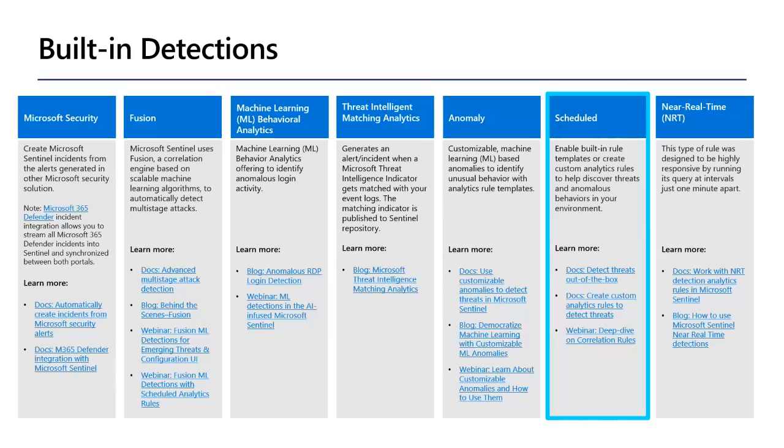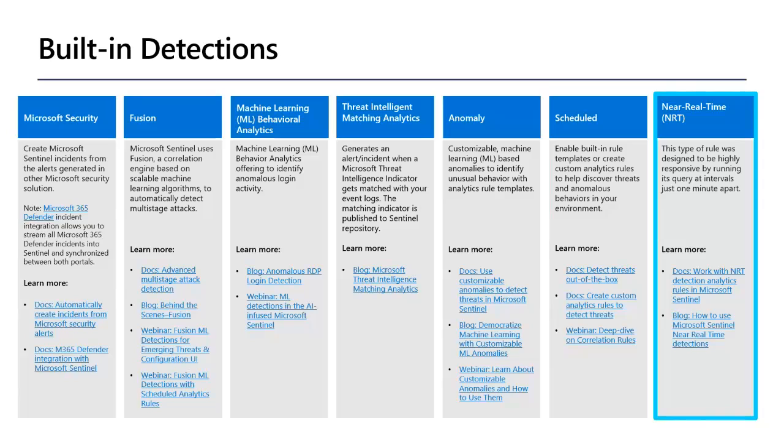As for scheduled rules, there are more than 400 out-of-the-box templates available. These rule templates are customizable and based on KQL. And you can create custom analytics rules to help discover threats and anomalous behavior in your environment. Lastly, NRT provides up-to-the-minute detection out of the box. This type of rule was designed to be highly responsive by running at 1 minute intervals. We'll see a demo of NRT in the later part of this session.